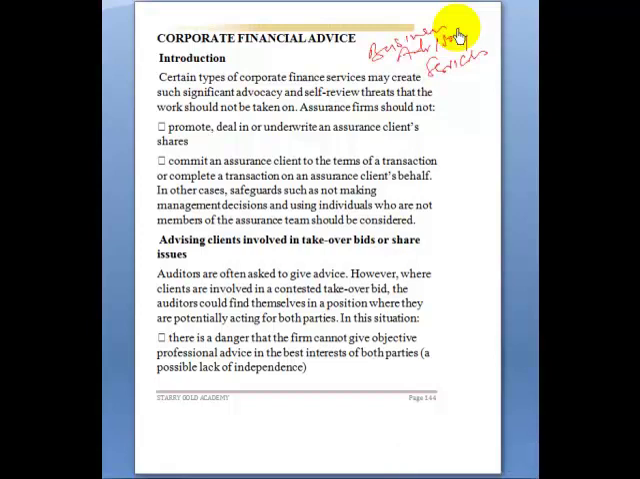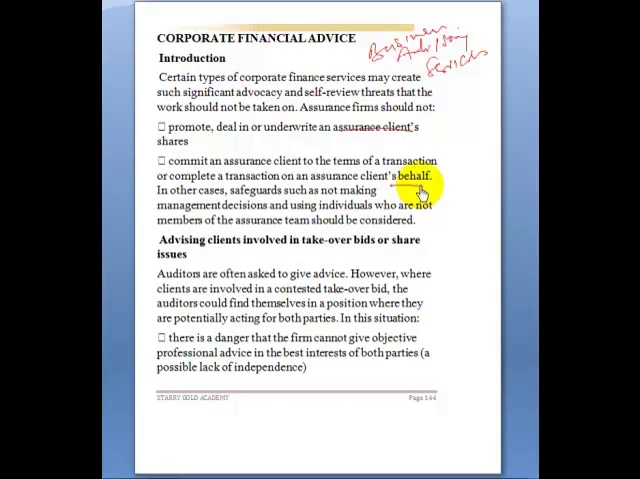For example, telling the management they have to invest could create problems if it didn't work, or you're advising them on the best corporate structure they are supposed to have. All these things could create risk whereby you may discover that you are actually taking management decisions for the organization. An assurance firm should not promote, deal in, or underwrite an assurance client's shares. They should not commit an assurance client to the terms of a transaction or complete a transaction on an assurance client's behalf. So don't take a management role.